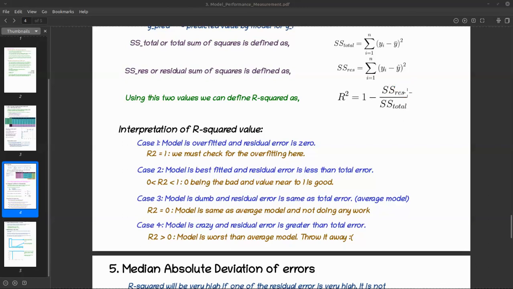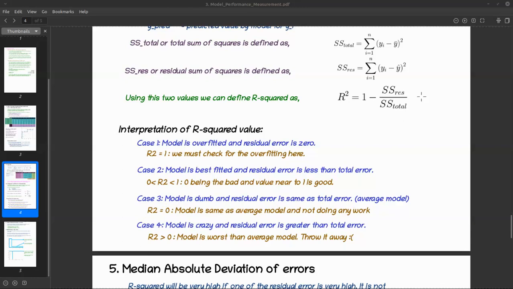So the lower the value of SS residual, the higher the R square value would be, correct? Now, case 3. The model is dumb and the residual is the same as the total error. That means it is the mean model, right? Then R2 would be 0.